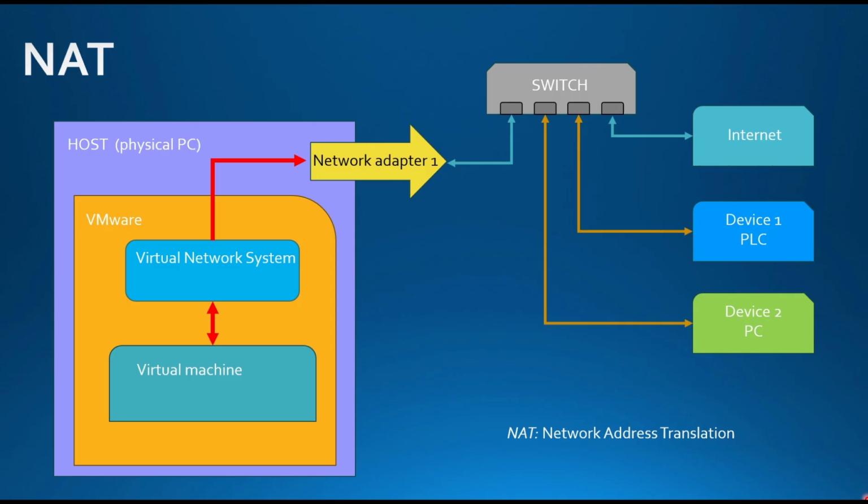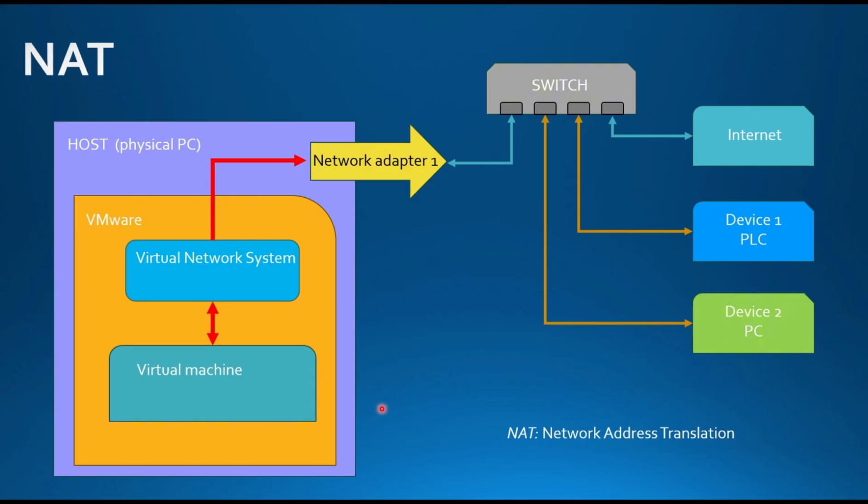How does it work? Let's look at the following diagram again. On the left, we have our host, the physical PC, which runs a virtual machine within VMware. The difference here is that only the host is physically connected to the external switch through its network card, Network Adapter 1. The virtual machine does not connect directly to the physical network. Its only connection to the outside is through the host, as indicated by the red line.